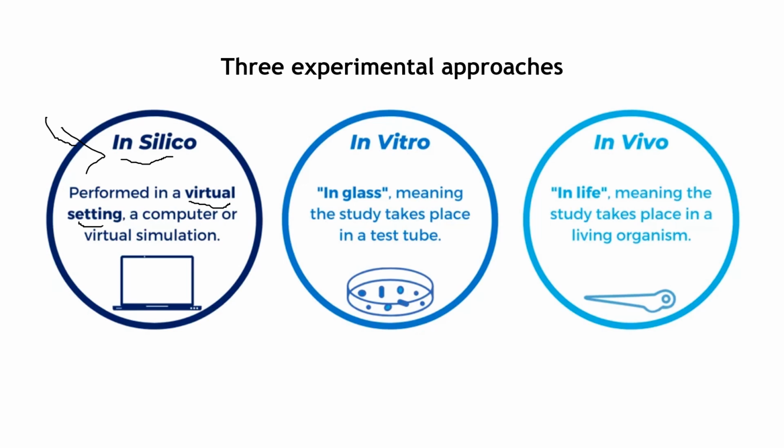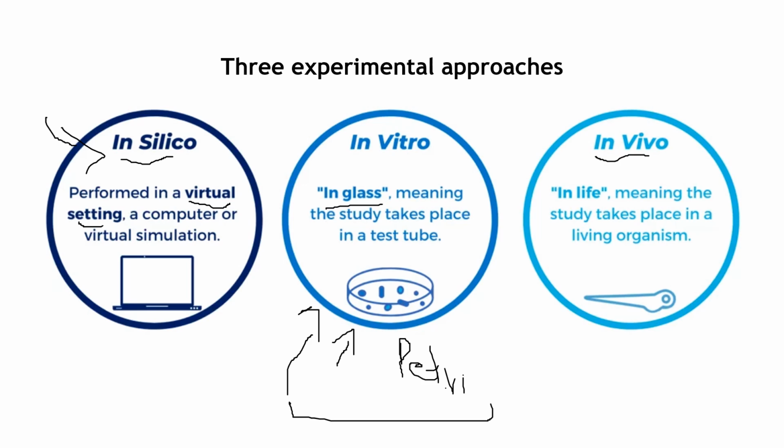In vitro, as you can see here, means in glass. It is when you take something that is not alive, some tissue that is not in the organism, and put it outside to work in a lab. You can have a petri dish or a test tube. You have so many examples. You can have a cell culture in a petri dish, like the HeLa cells that I showed you in the beginning, where you study different lines that can grow there. This is the one we will discuss today, in vitro, with the HeLa cells that you already observed.